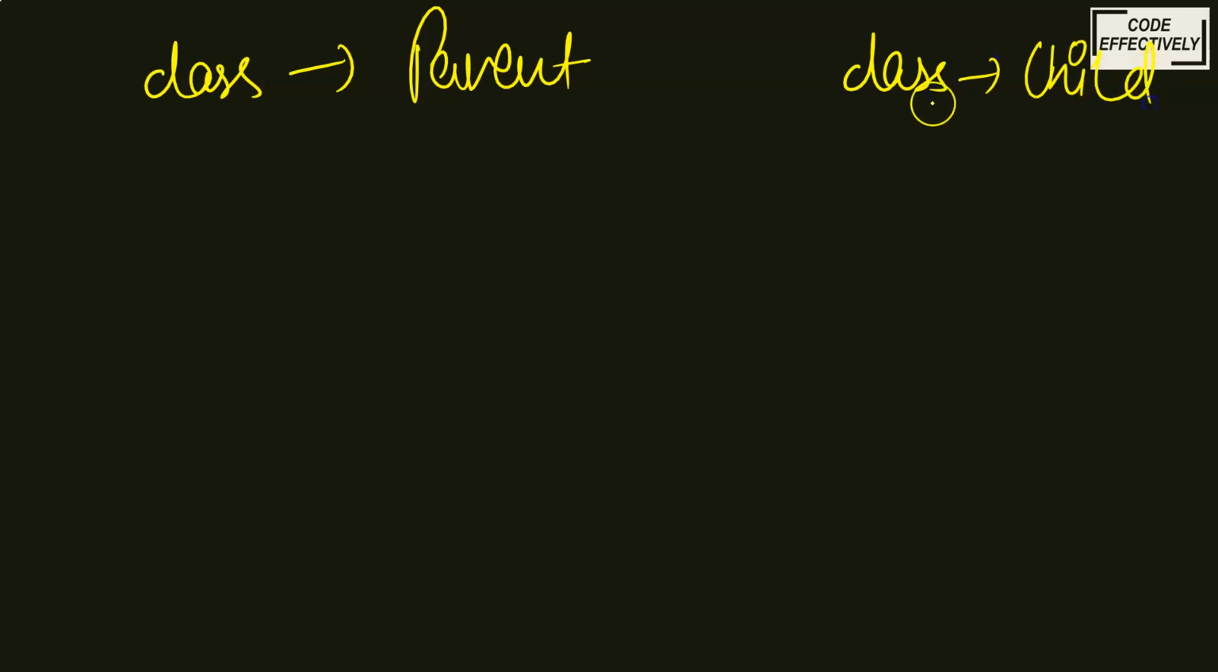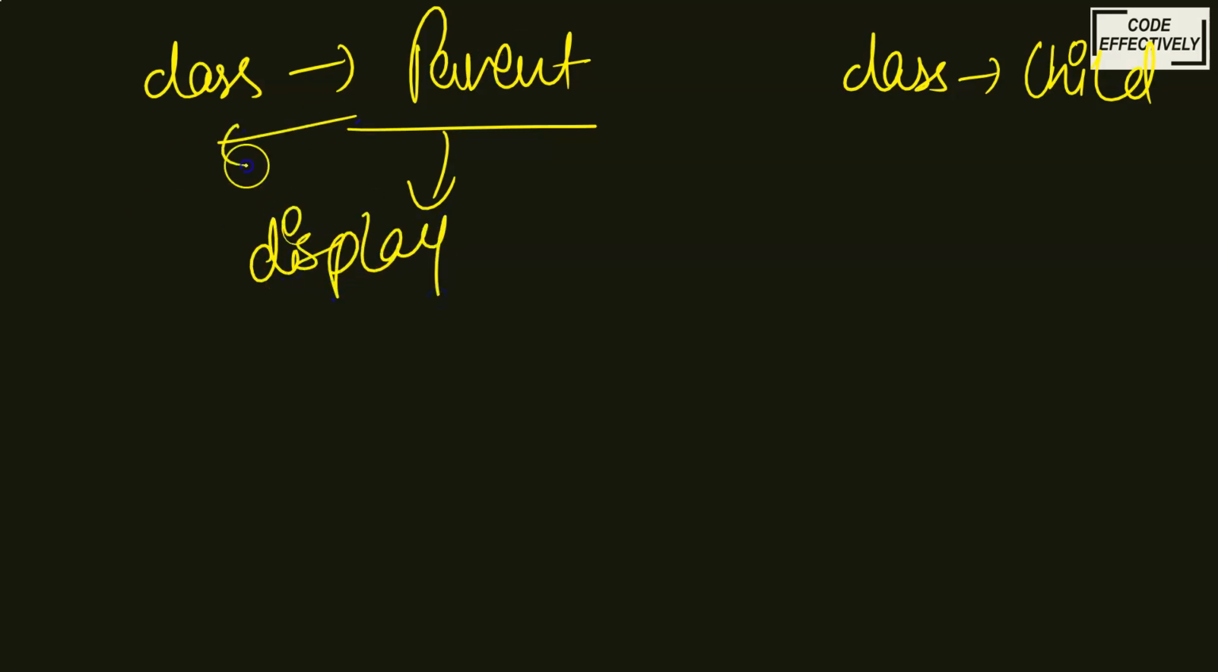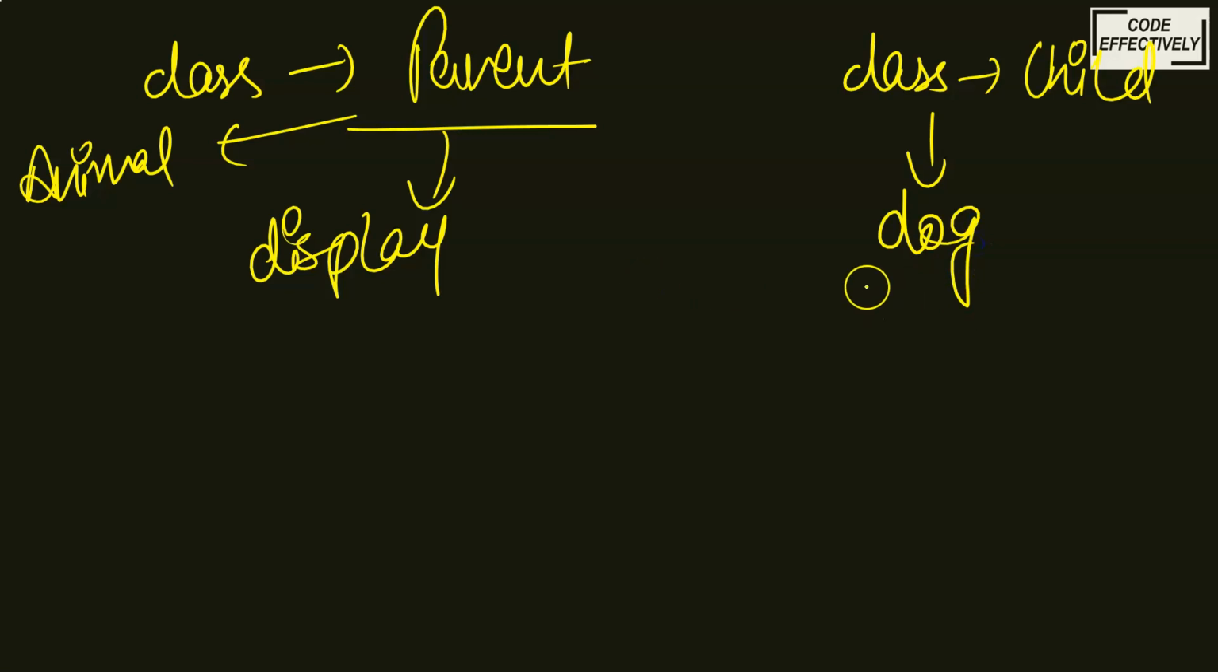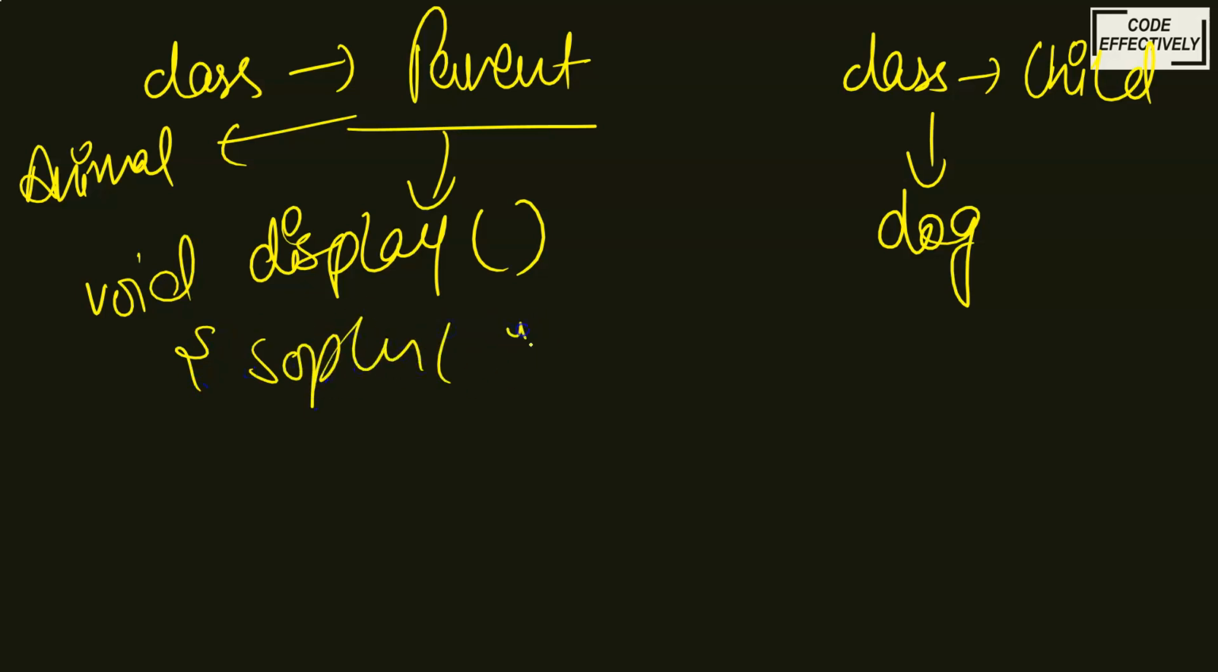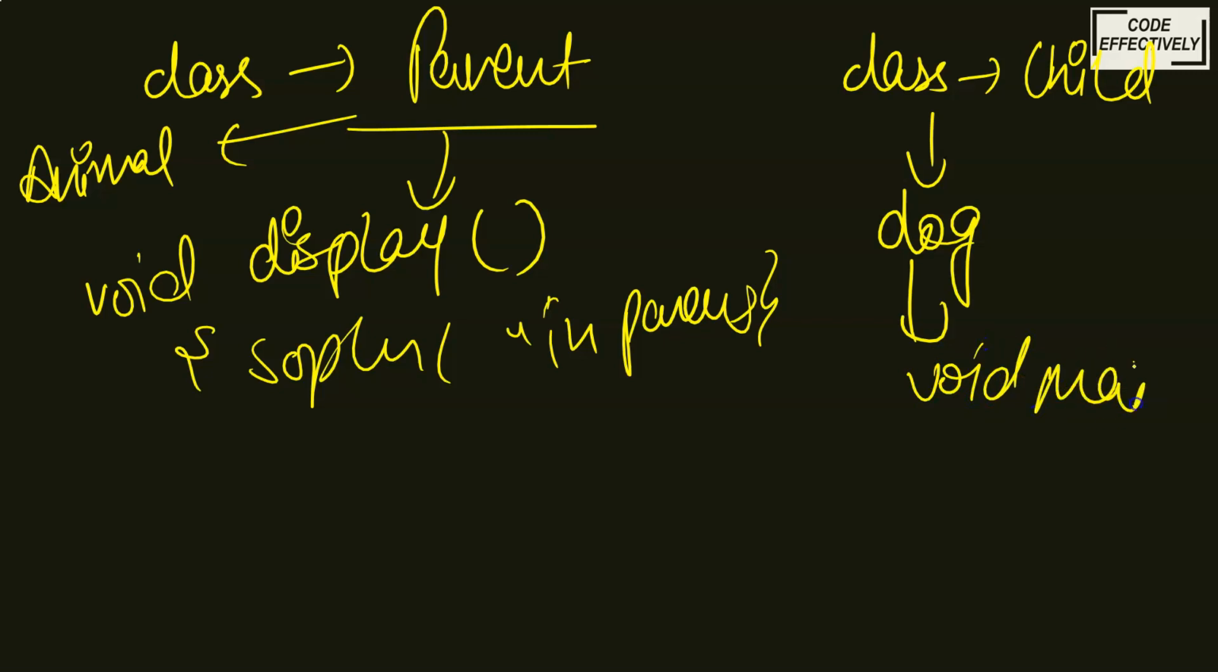In the parent class I will make a method that is used to display. Let's say the parent class is Animal and the child class is Dog. In this we will make a void display method, and in it we will display directly that we are in the parent class. Then we will use a simple void main, and in the void main we will call the display method.